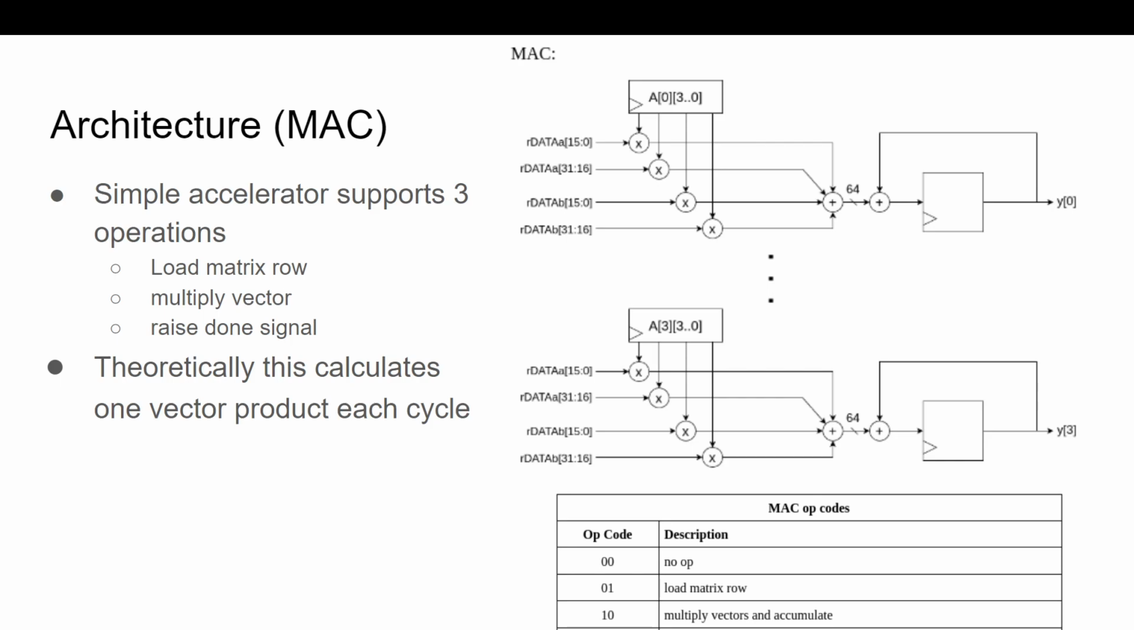And then I guess what the Mac is doing, because we have one state where it's loading in the initial matrix rows, and then a state that is actually multiplying the vectors through, and then a done signal when it's finished.